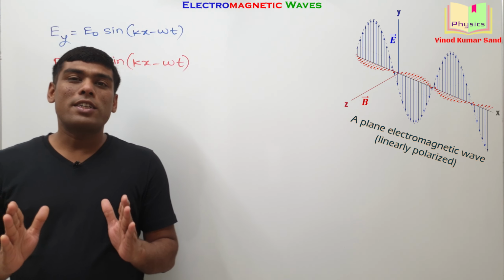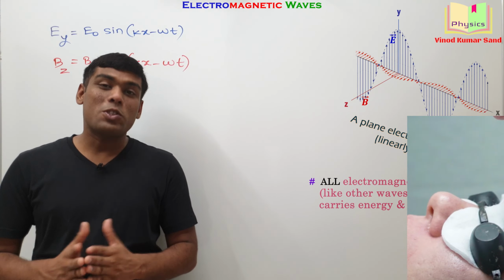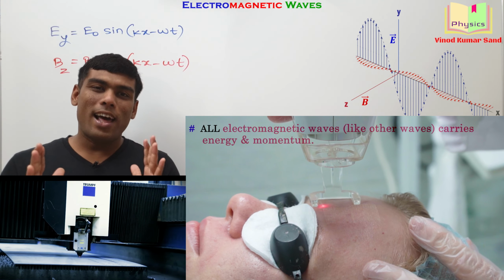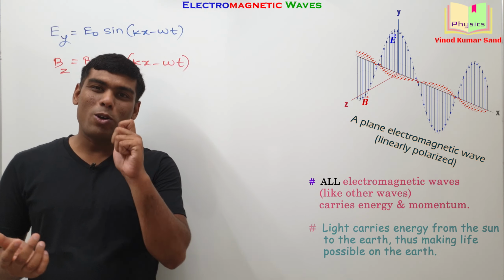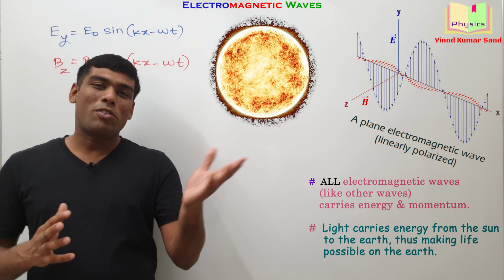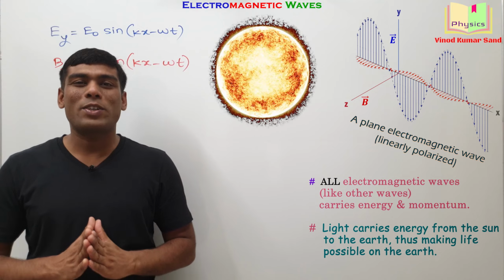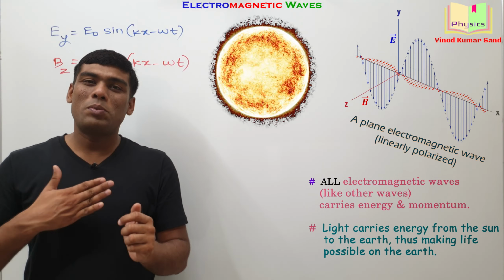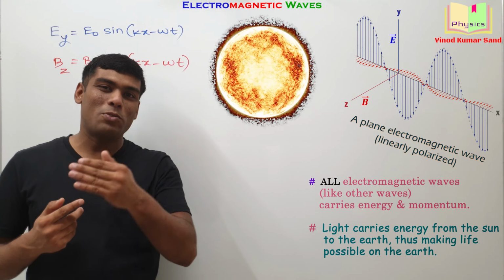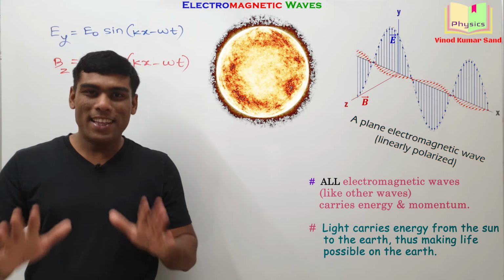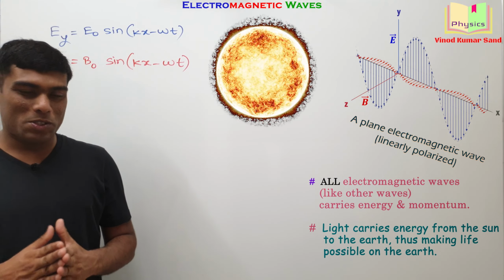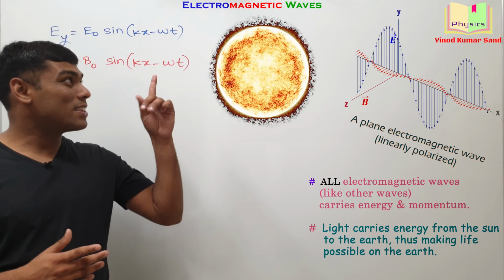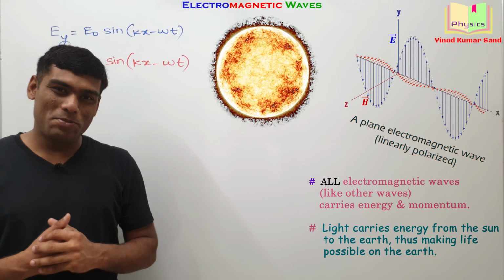Next important point, all electromagnetic waves carry energy and momentum. For example, the life on the earth exists because of the energy coming from the sun in the form of electromagnetic waves. This statement is pretty powerful. We people exist because we receive the energy from the sun in the form of electromagnetic waves. This will give you the idea about the importance of this topic, the electromagnetic waves.